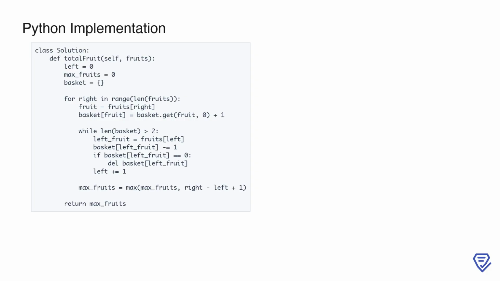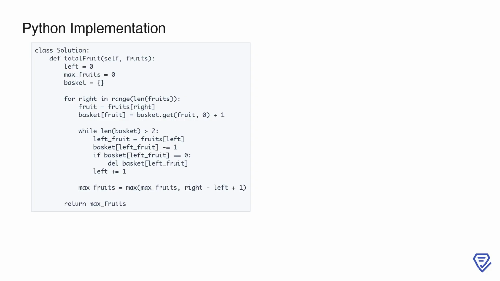For each increment of left, we decrease the count of the fruit at left, and if its count drops to 0, we remove it from the basket. After ensuring the basket contains at most 2 types, we calculate the window size, right - left + 1, and update max_fruits with the maximum size encountered. 5. Finally, the function returns max_fruits, which is the length of the longest valid subarray.